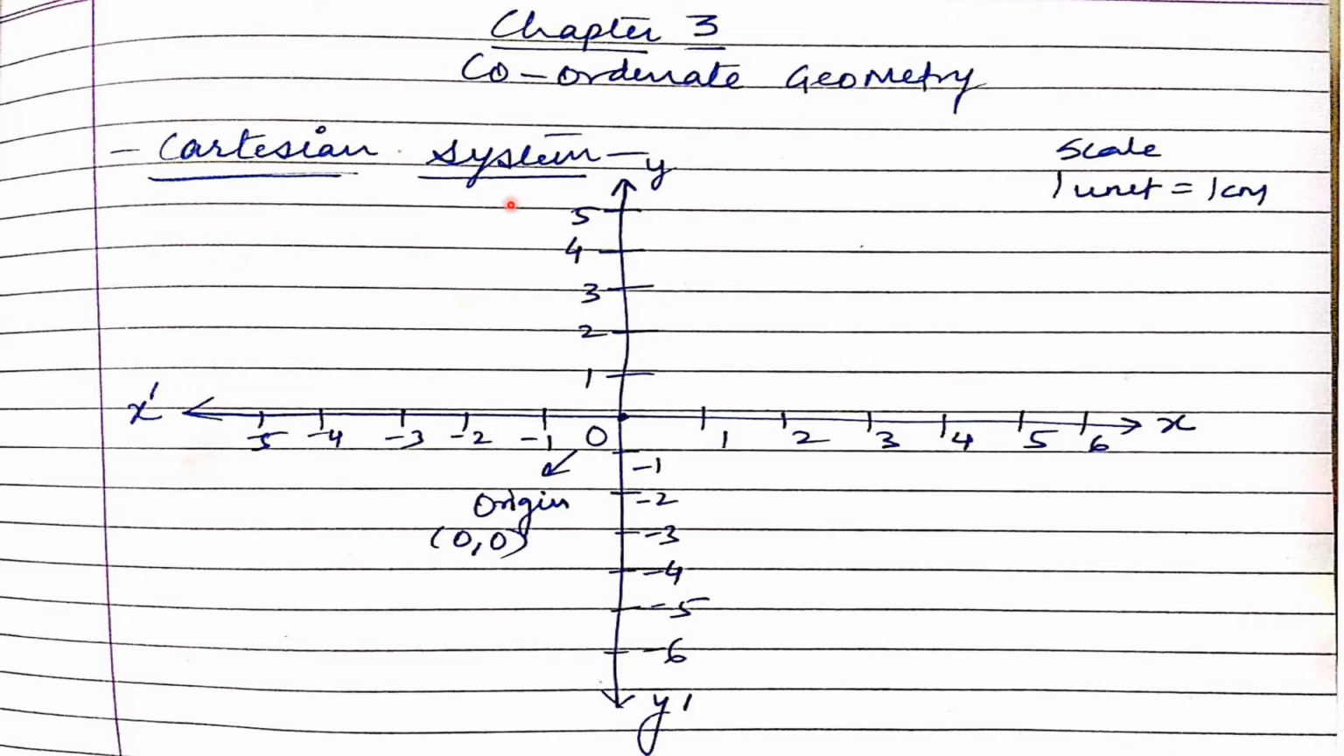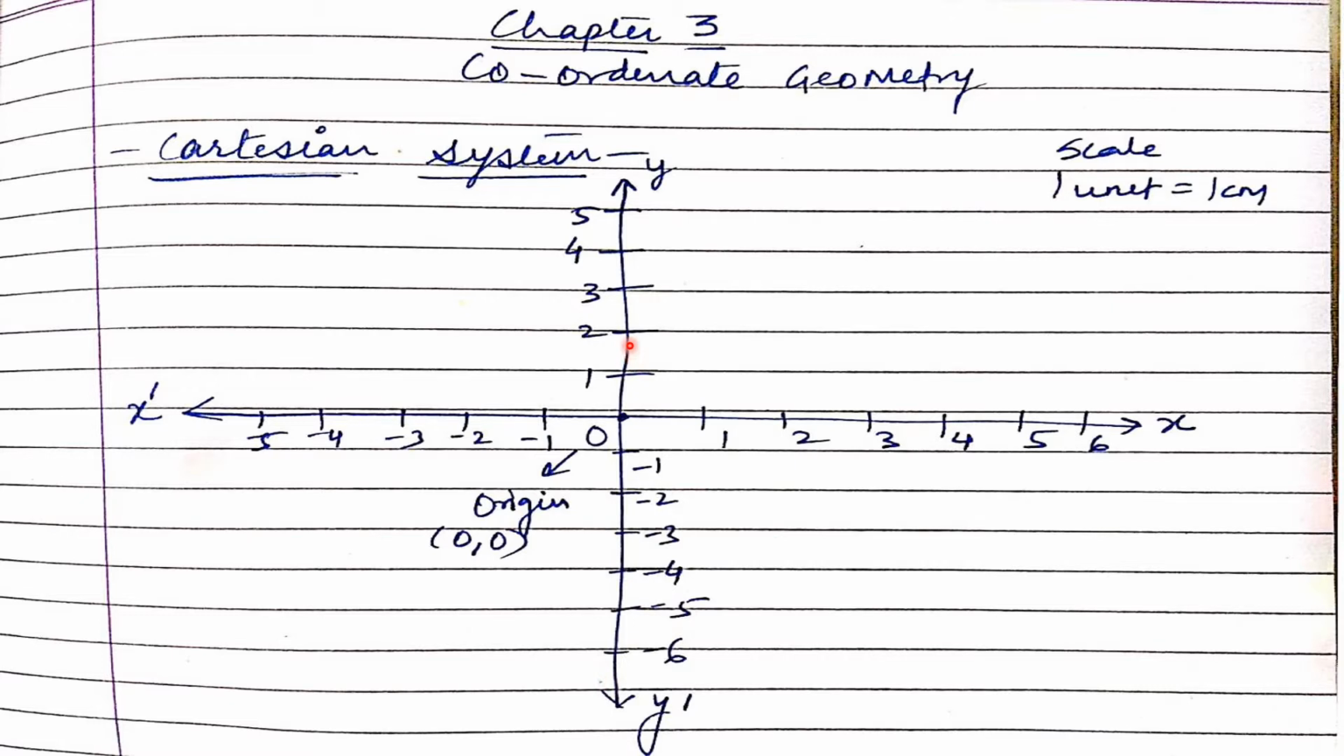We call it a Cartesian plane or an xy plane. What we do here is we use two number lines. One number line is the x dash, which is horizontal, and the second is y dash, which is vertical.